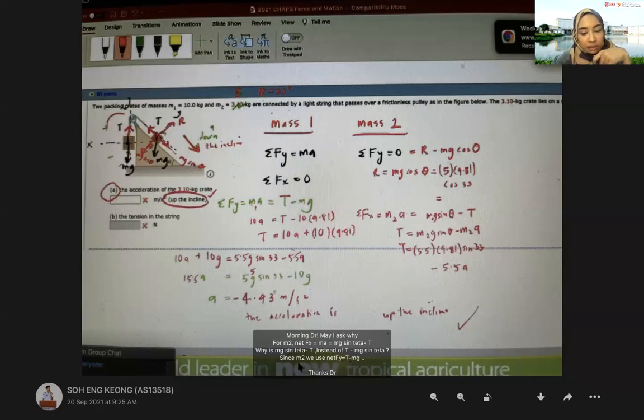I think so tersilap tulis ni. Dia tulis M2, this should be M1. M1 kat sini kita pakai T minus mg. Tapi untuk mass number 2 kita pakai mg sin theta minus T.